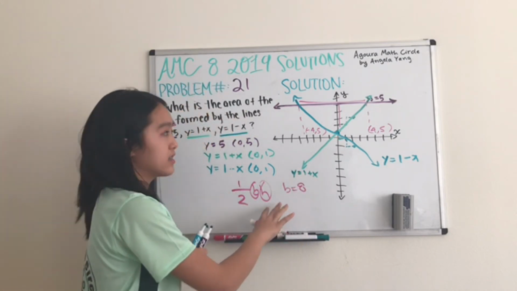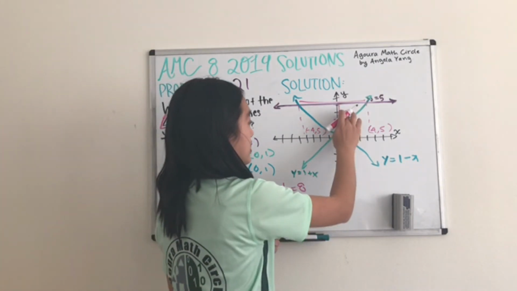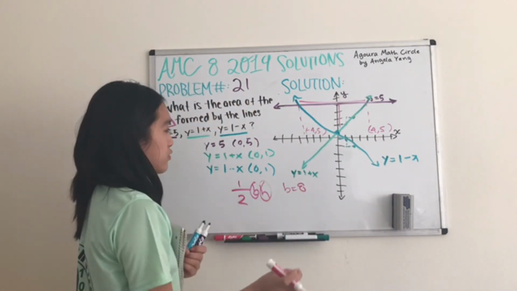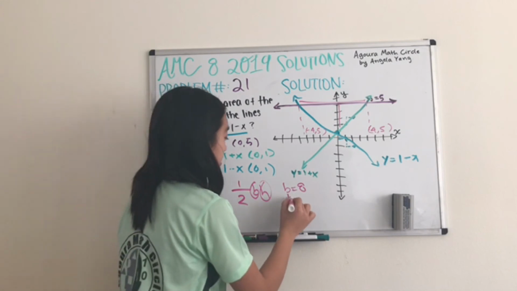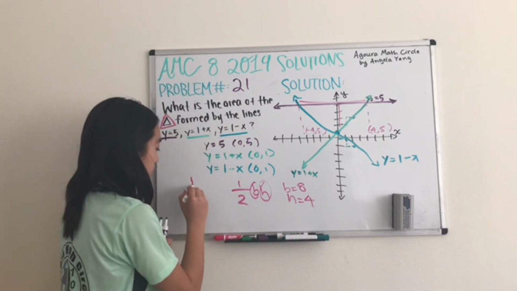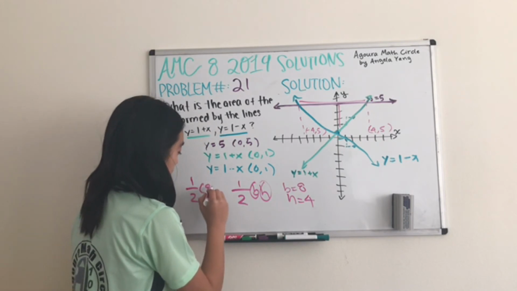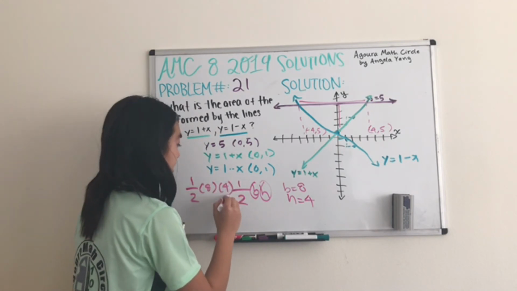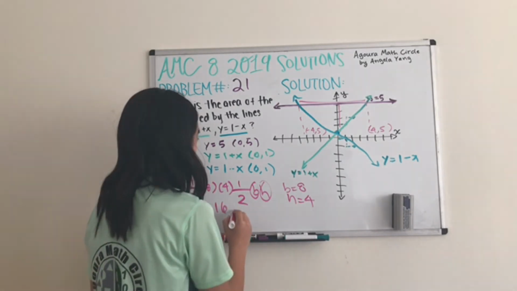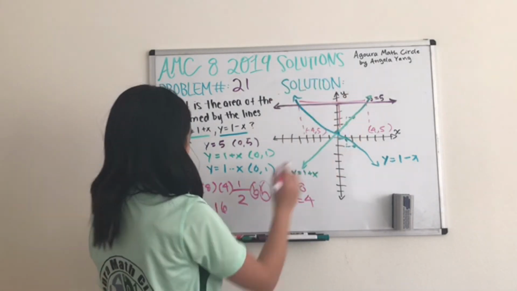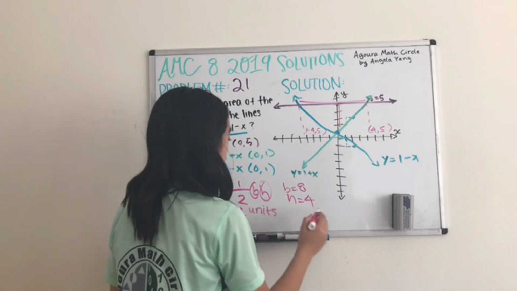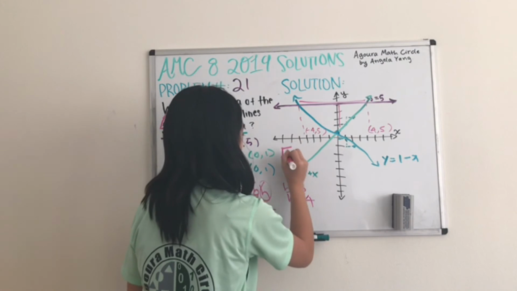Now what is our height? Our height is this over here. So since it's 0, 1 and 0, 5, we just do 5 minus 1 and we get 4. So our height is 4. And so now all we have to do is 1/2 times 8 times 4. And that gets us 32 times 1/2, and half of 32 is 16. So the area of this triangle is 16 square units. And so that gives us the answer of letter E.